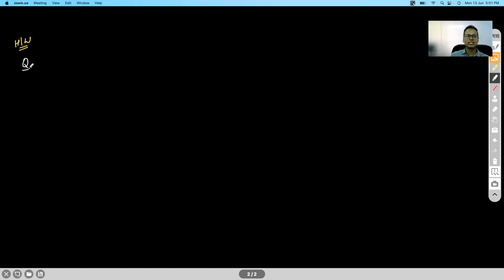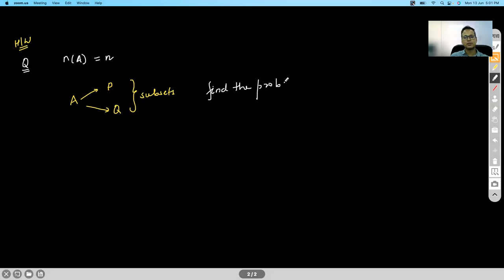The question was that if there is a set A which has n elements, that is, the cardinality of the set A is n, and from this set A, I make two subsets, subset P and subset Q, both made from the set A, find the probability that the intersection of these two sets will be a null set. That is to say that these two sets will not have any element in common between them, right?